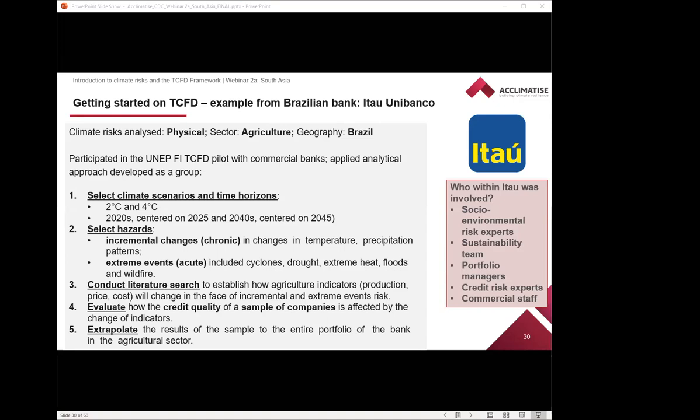Itaú then took the studies and evaluated how the credit quality of their clients would change, and they did this on a representative sample of their clients, and how those indicators would change under these scenarios and time periods shown here. I also want to flag really briefly the different groups that were involved. So in the pink box on the right, there were groups from across the entire organization involved in this exercise. Next slide, please.